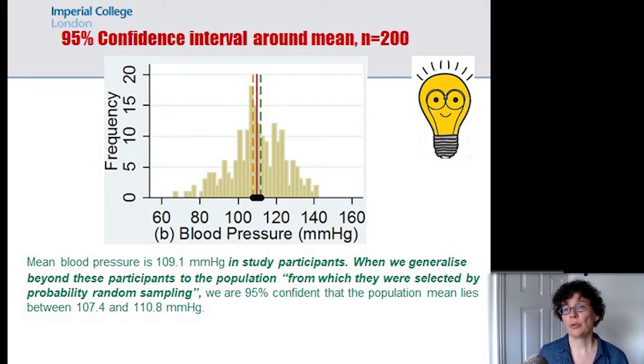I like to interpret with the following phrase: mean blood pressure is 109 in study participants. When we generalise beyond these to the population from which they were selected by probability random sampling, we're 95% confident the population mean lies between 107.4 and 110.8.